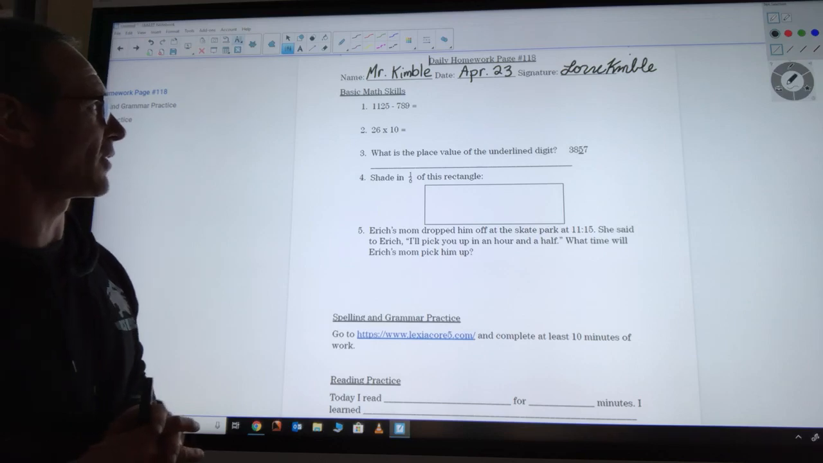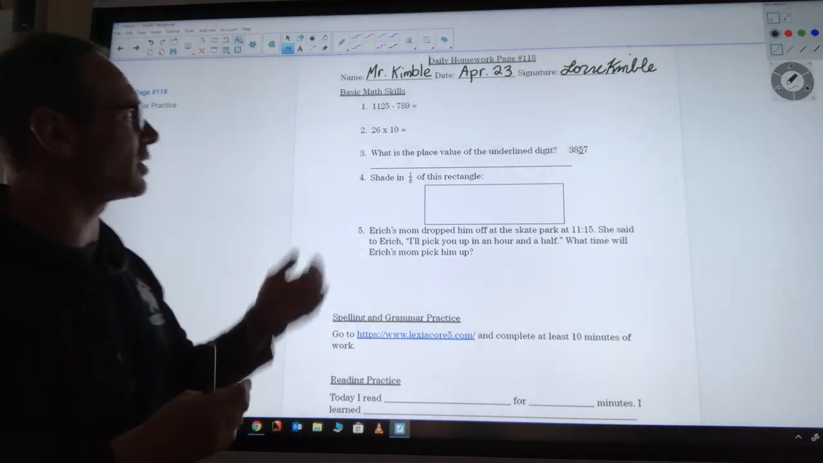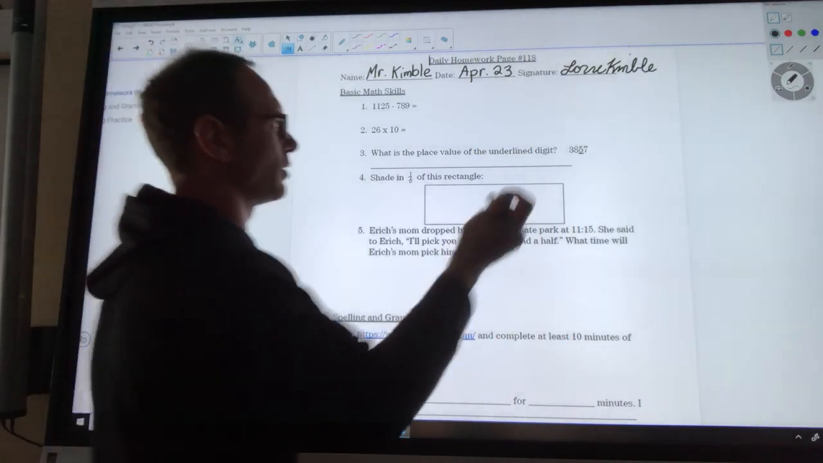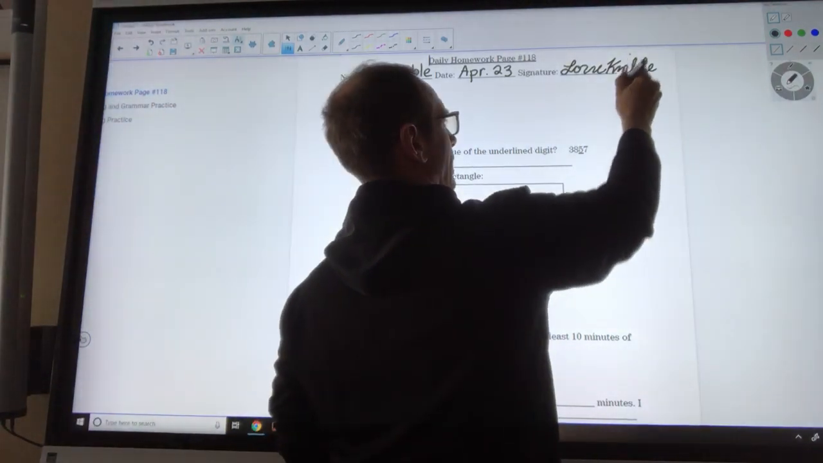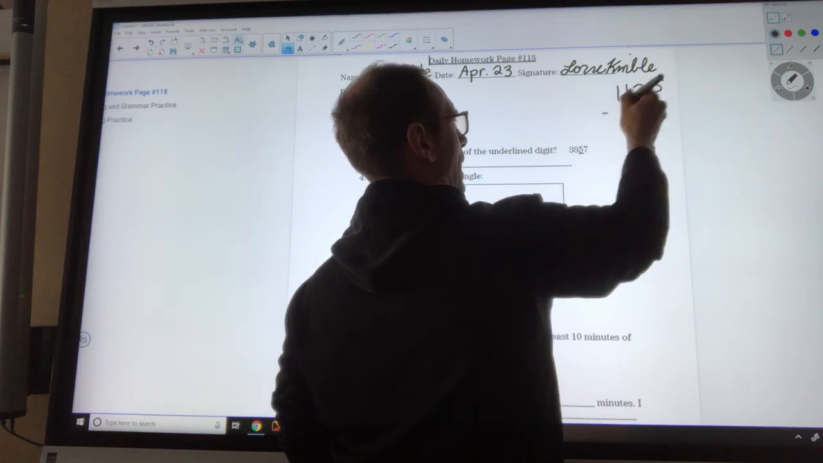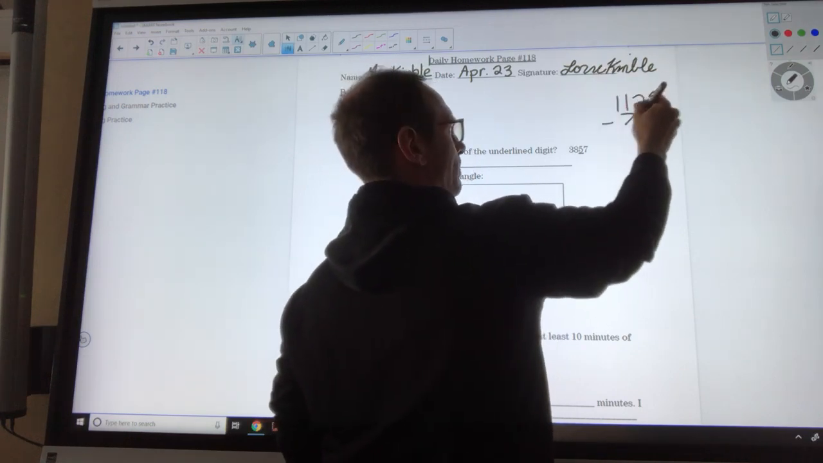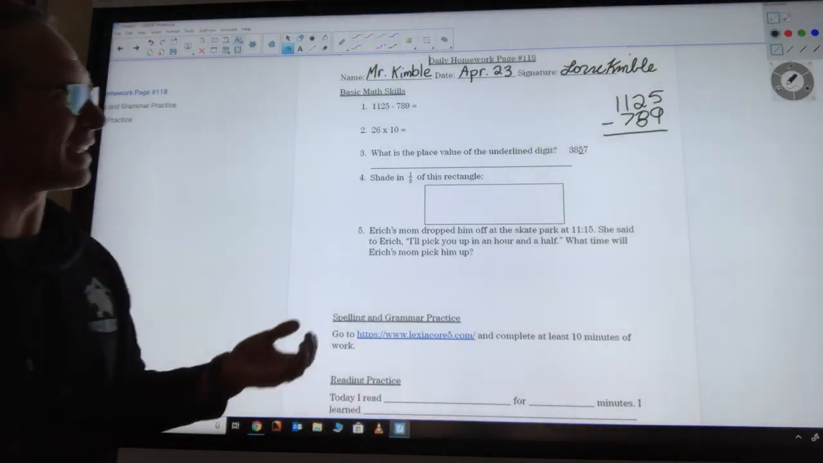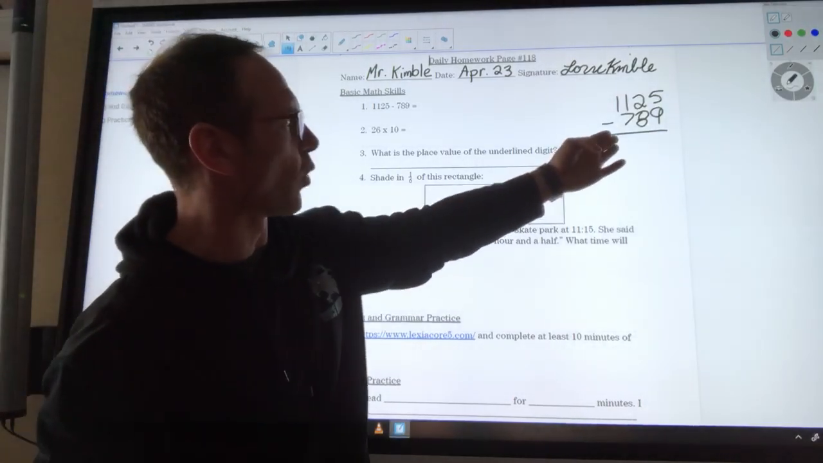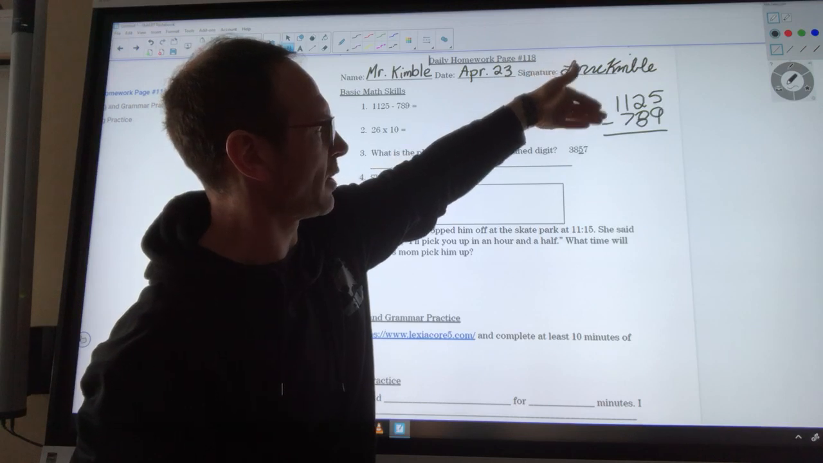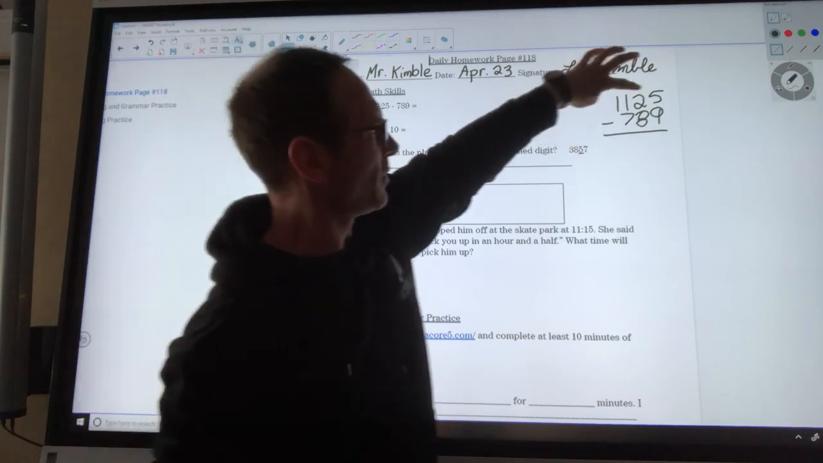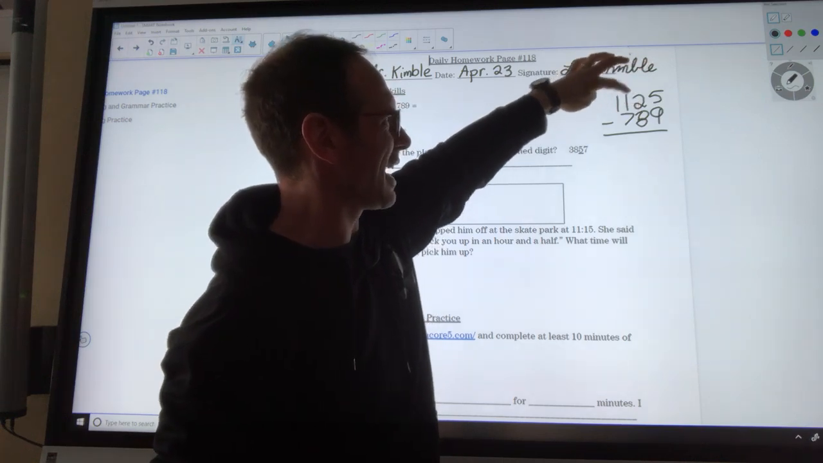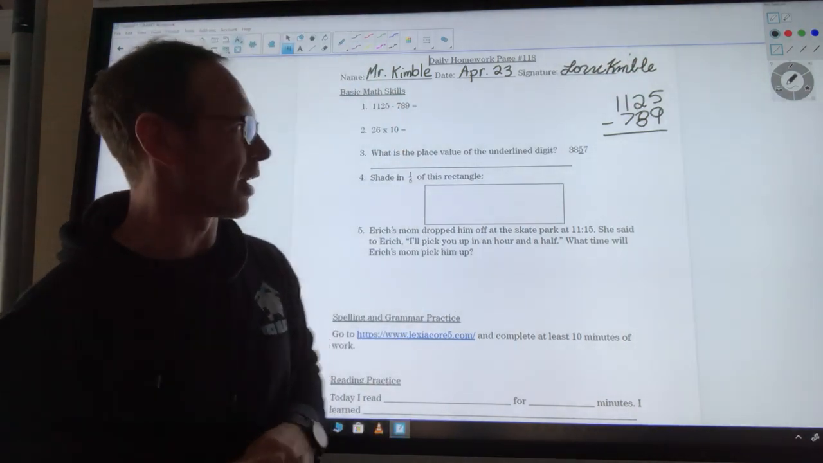1,125 minus 789. So I'm just going to use a stacking. Let's just stack and do our borrowing. So we have 1,125 minus 789. By the way, before I start, I know my answer is going to be probably a little less than 400 because 1,100 minus 700 is 400. And if you look behind 1,100, that's 25, and this one's 89. So it's going to be below 400 by the time I'm done.